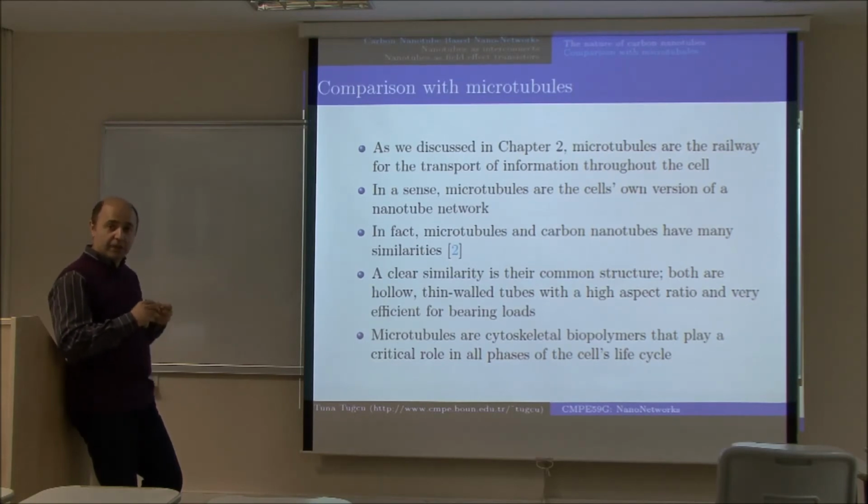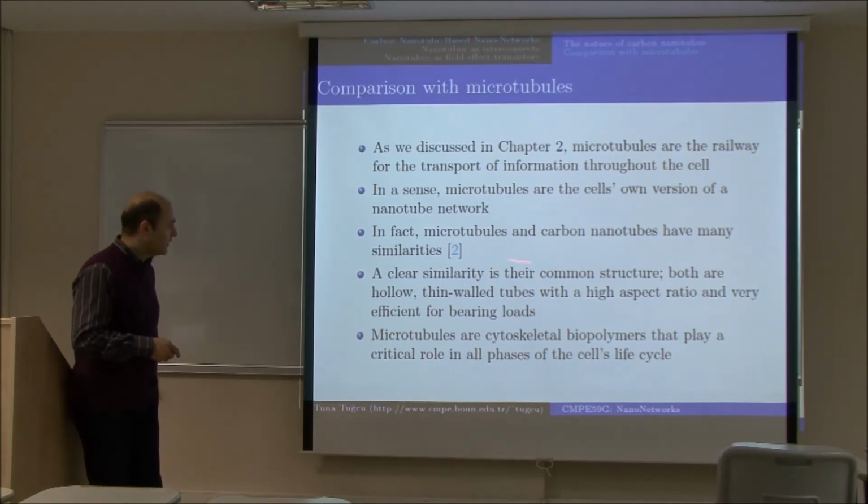Because remember, the microtubules actually were like tubes. Remember those alpha and beta tubulin structures of the microtubules? It is actually like a nanotube. Also, it's at the nanoscale. So it's very similar in that sense. But there are also some differences. Okay?